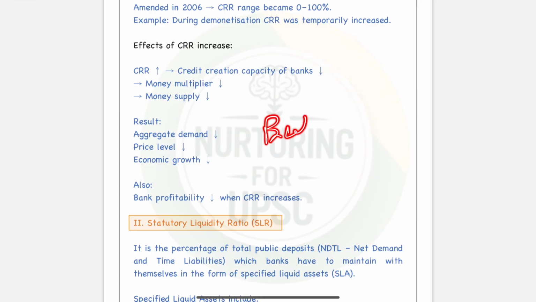But if the same amount of money they would have been lending, then they would get interest for it, they would get income from it. So with increase in CRR, the profitability of the banks also decreases.